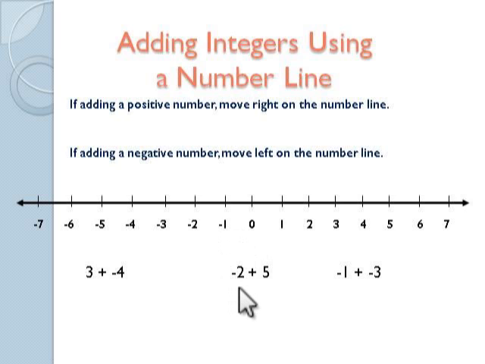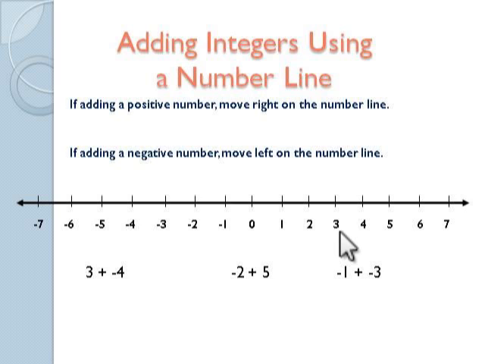Our second example begins with a negative number. So that just means you start at the negative 2. We're adding a positive 5. So adding a positive number, you move right on the number line. So 1, 2, 3, 4, 5. So the answer to negative 2 plus 5 equals 3, a positive 3.